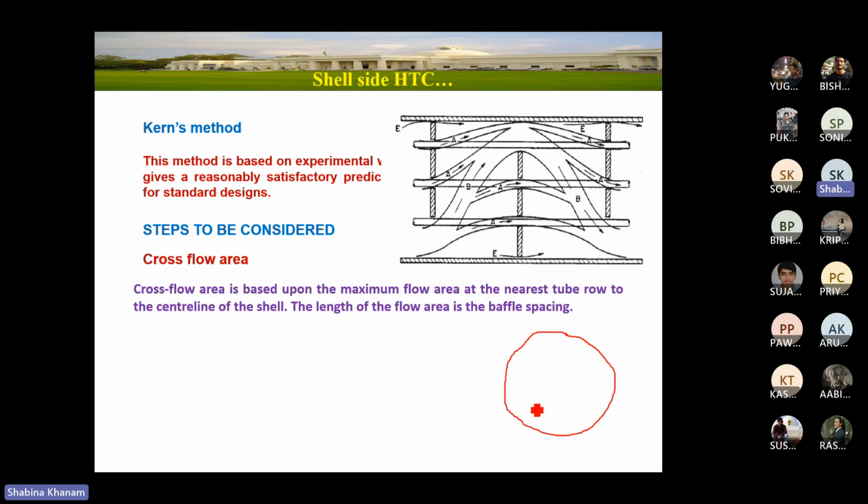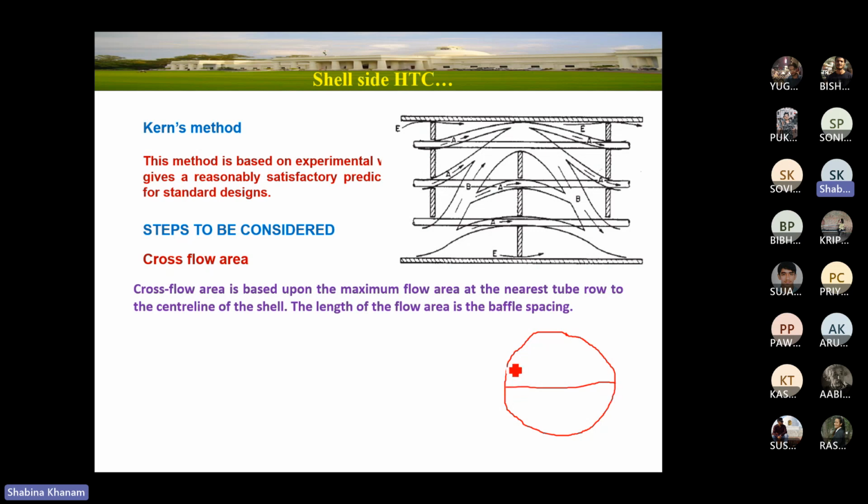I hope you are getting me. This is the central line, so whatever number of tubes are available, that would be maximum over here. So there is maximum flow area at the nearest tube row to the central line. Because I'm having the maximum tubes here, the maximum gap between the tubes will also be available here.